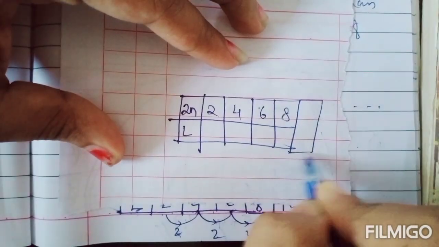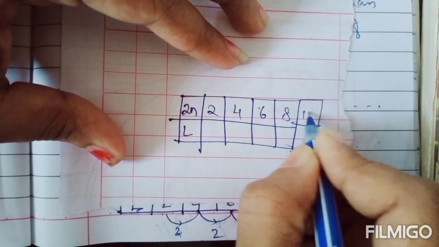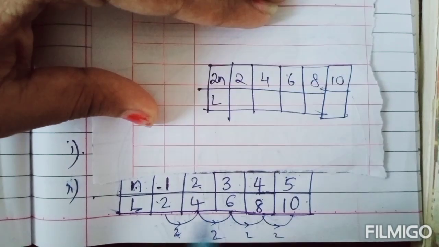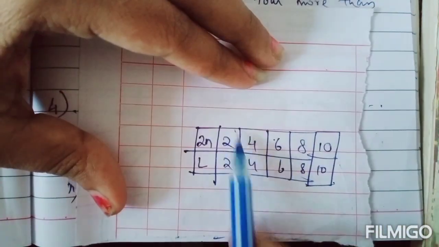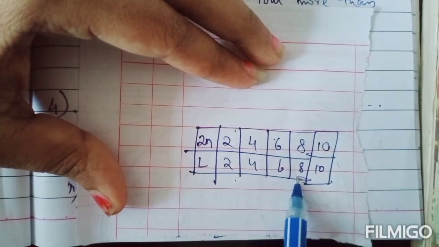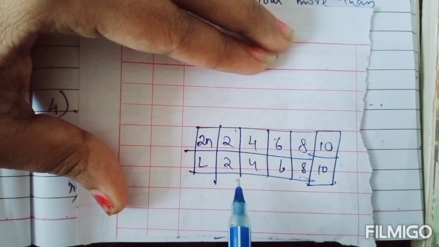Now 2 into 5. If you want, you can construct one more box: 10. Now below also it is 2, 4, 6, 8, 10. You got the same numbers in both rows. So for that reason we don't do this here.